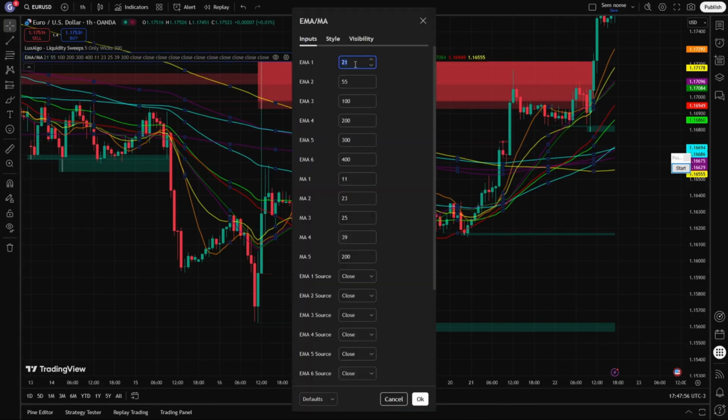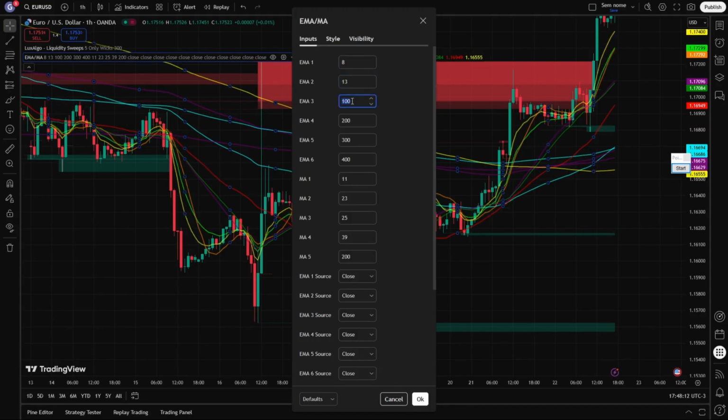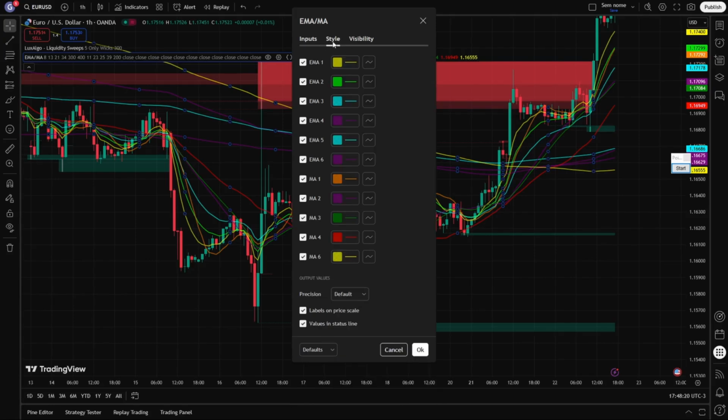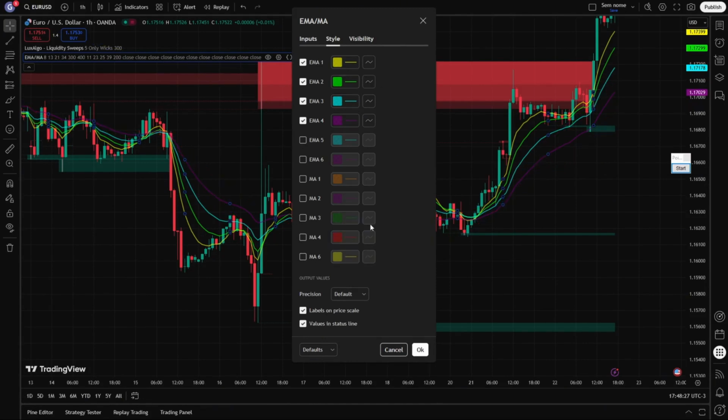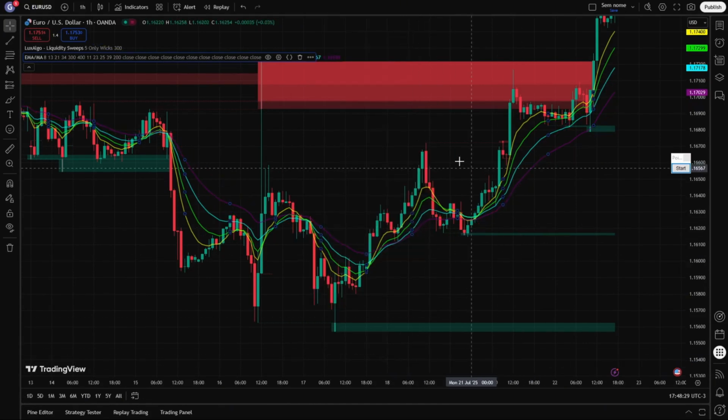The first average to 8, the second average to 13, the third average set the period to 21, and the fourth average, period 34. And now you go to Style and uncheck everything from the 5th one onward. Uncheck all the boxes, leaving only the first 4 that we added to the chart. Now your chart is exactly how it should be, with the moving averages of 8, 13, 21, and 34, which we'll use together with the liquidity sweeps indicator.